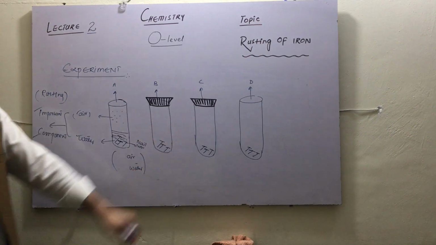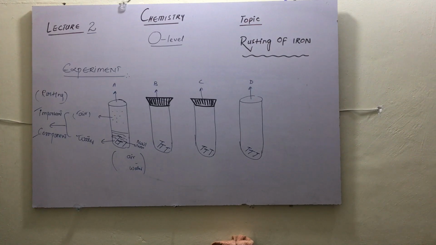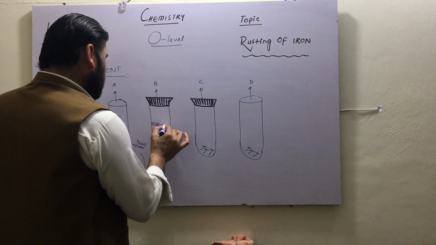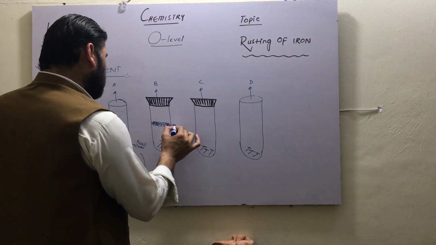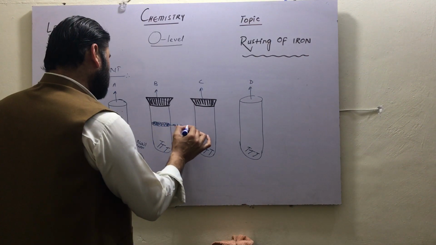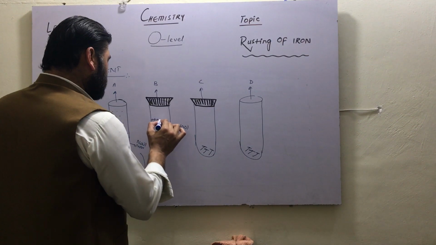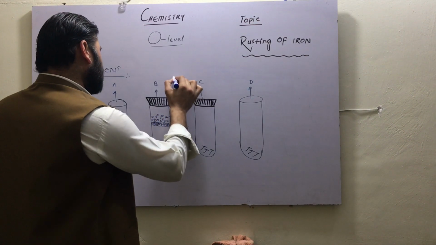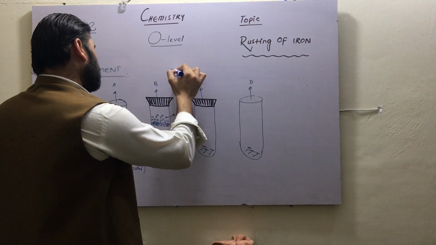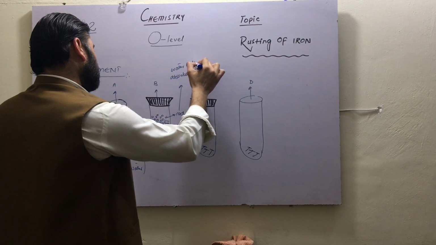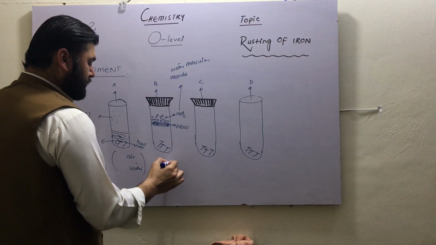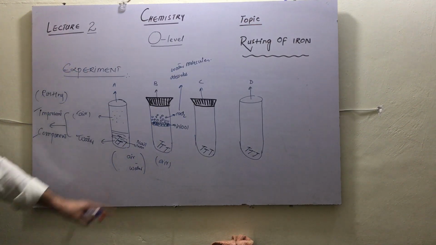But in the second, it is closed, but there is something more important. Here there is no water. Iron wool is present, and calcium chloride salt is present on it. Calcium chloride, CaCl2, absorbs water molecules. So here no water is there, only air is present. So here no rusting will be there.